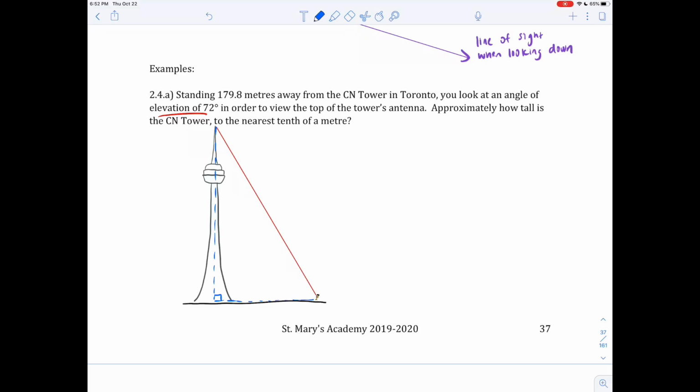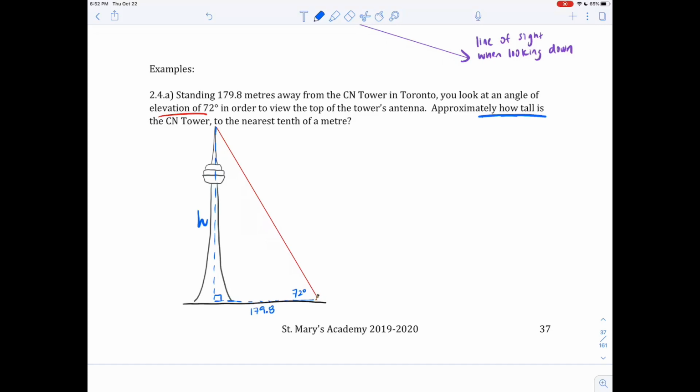Things we know about the situation: we know that this angle is 72 degrees, and we know that I'm 179.8 meters away. We could find other stuff here. I suppose we could find this angle if we wanted to. We could find this length over here, but what we're after is how tall the CN Tower is, and that's right over here. I'm going to label that as H for height. And with that being set up, I can now solve this.